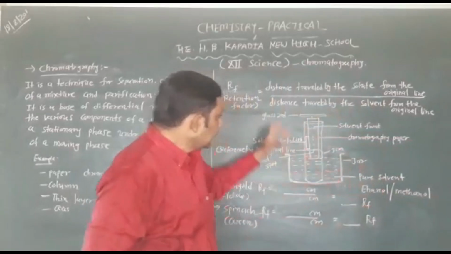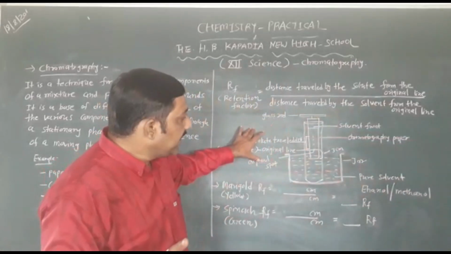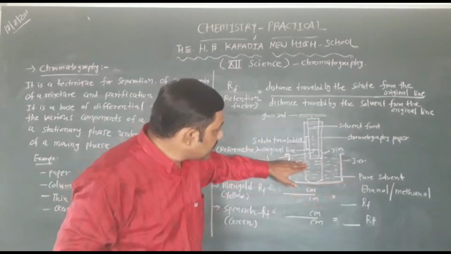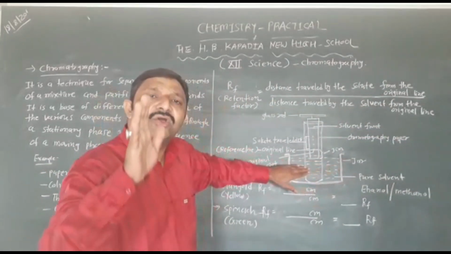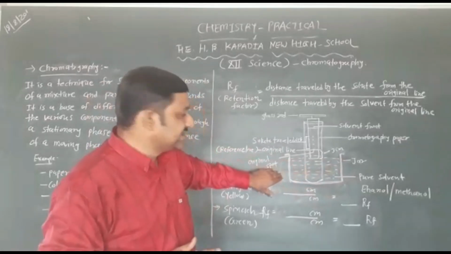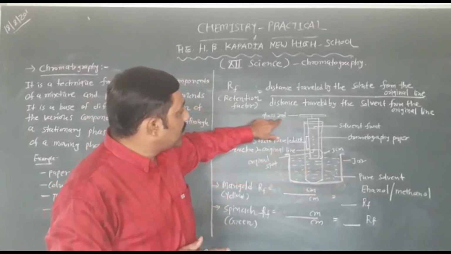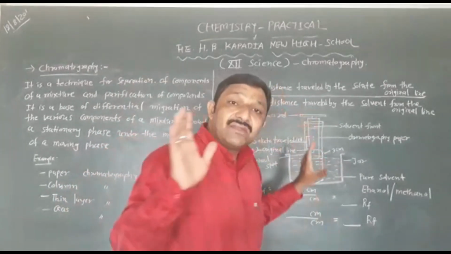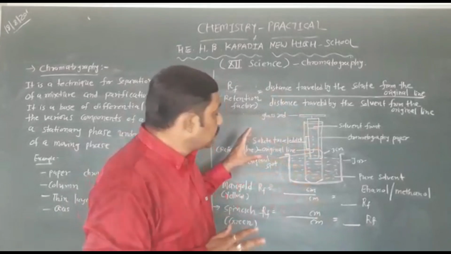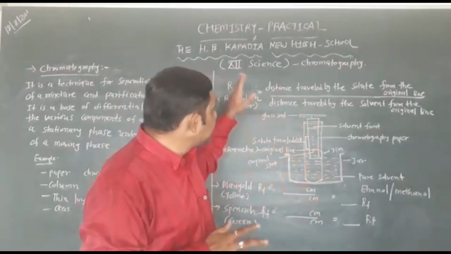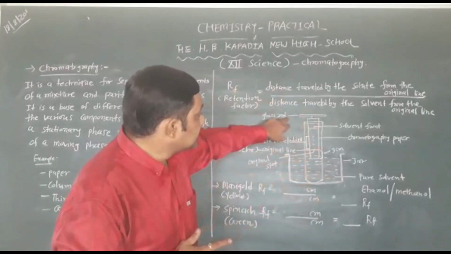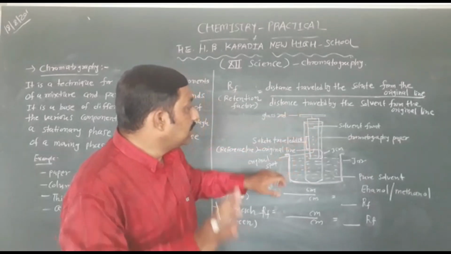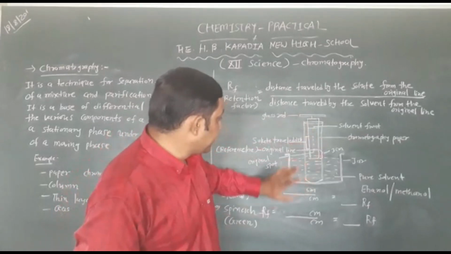Clear? Here is a figure. So here is your beaker or jar. Here is your methanol solvent, methanol or ethanol, an alcoholic solvent. Here is your glass rod, and you have to take Whatman filter paper. You have to use Whatman filter paper in chromatography. So here is your chromatography paper.